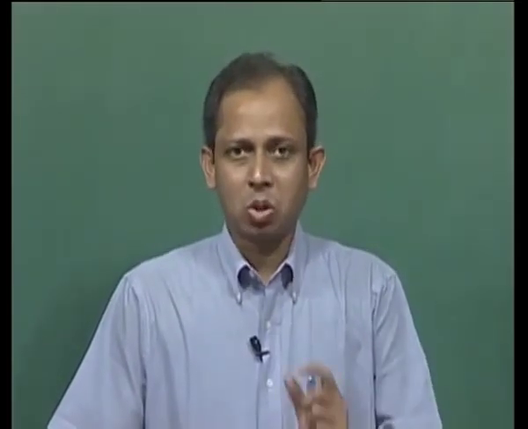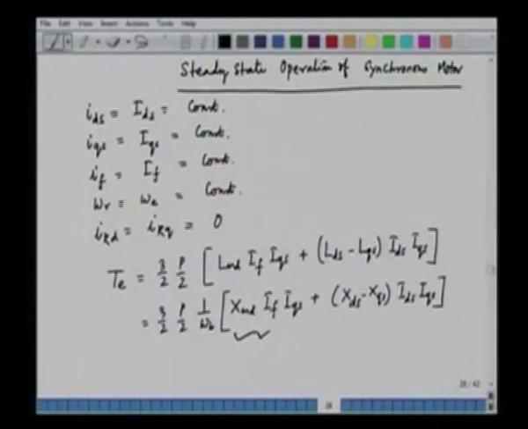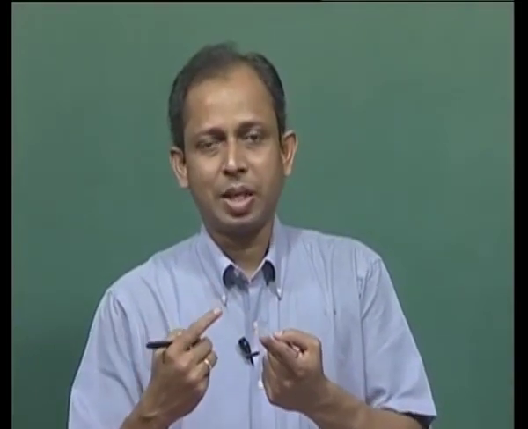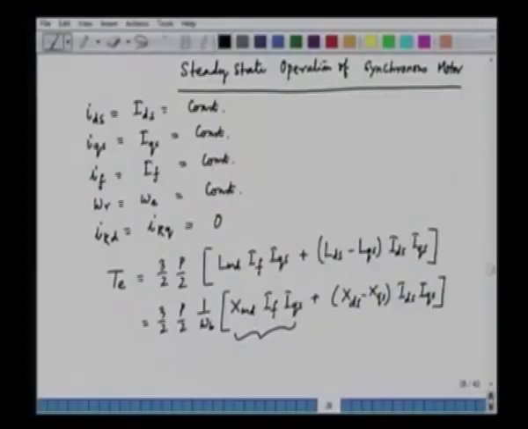Now, this torque expression does not have any damper winding currents, because the damper winding currents are equal to 0, and this expression has two distinct parts. The first part is called the reaction torque. This is because of the reaction between the field and the stator current or the armature current. This is also called the field torque. It is produced because of the field current. So, we can call this the reaction torque or field torque.